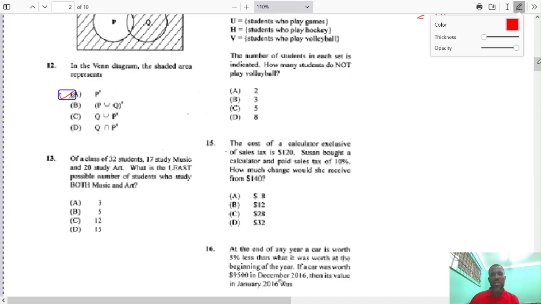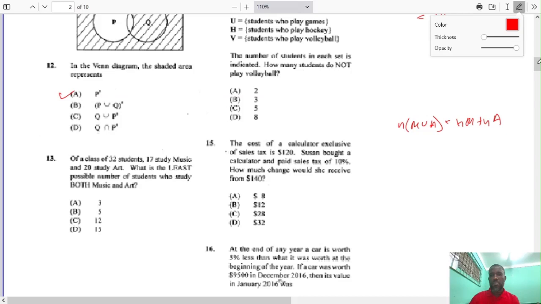So the number in M union art is equal to the number in M plus the number in art minus the number in M intersect art. Okay, so if we look at that, how many students are in the class? 32. So 32 students in the class is equal to 17 plus 20 minus X, because we don't know what the intersection is.